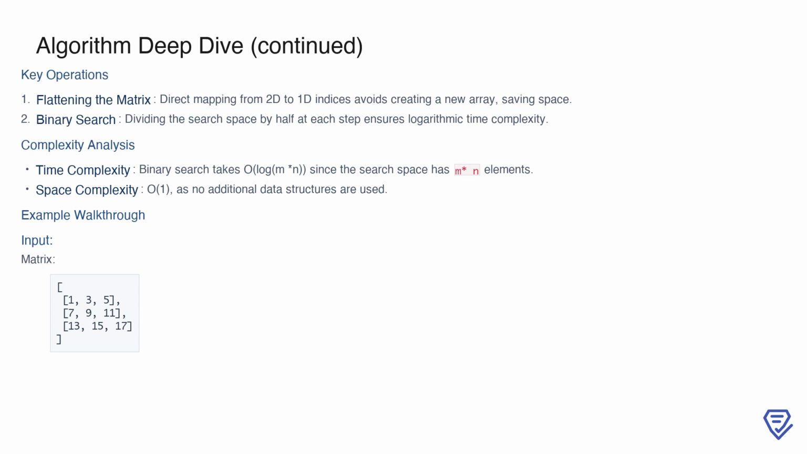Let's consider an example to make this more concrete. Suppose the input matrix is as follows: 1, 3, 5, 7, 9, 11, 13, 15, 17. This matrix has 3 rows and 3 columns, giving us a total of 9 elements. The algorithm will treat these elements as a single sorted sequence, and will search for the target value within this conceptual array. By mapping indices correctly, we avoid the need to explicitly flatten the matrix.